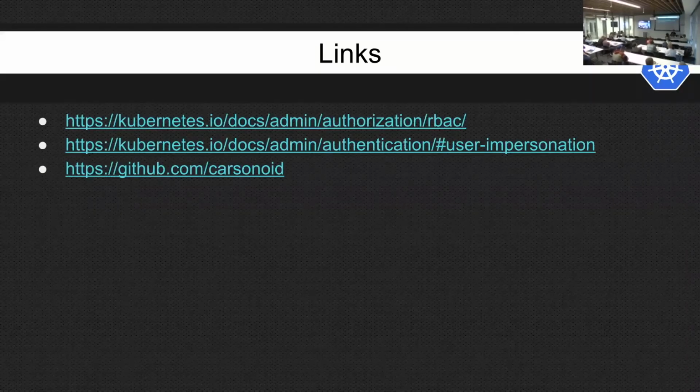So here are some links. The docs are really good. If you want more detail, like how do I say all services in a namespace, or how do I say this user, that group, and these resources, you can track down all the detailed information there. And I've got my GitHub. So that's everything I've got.